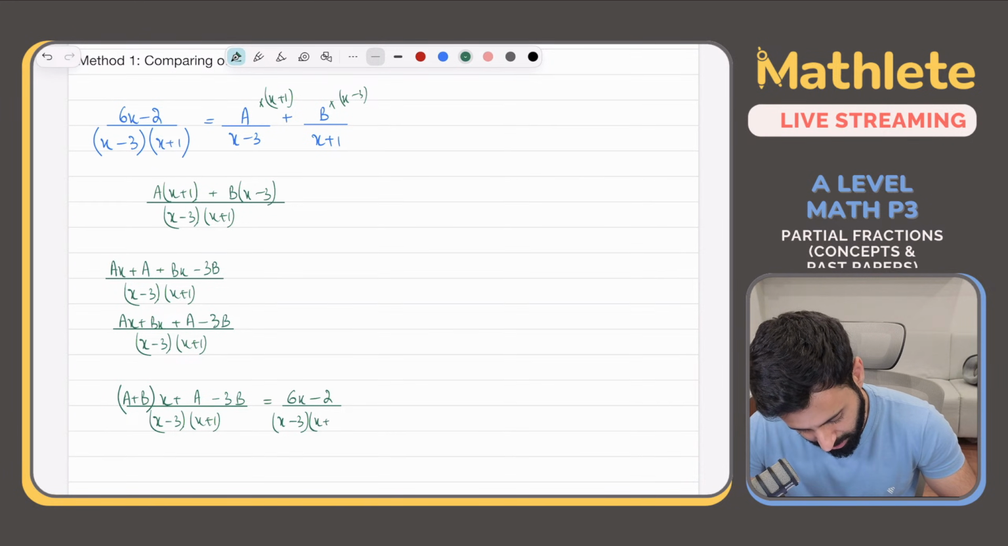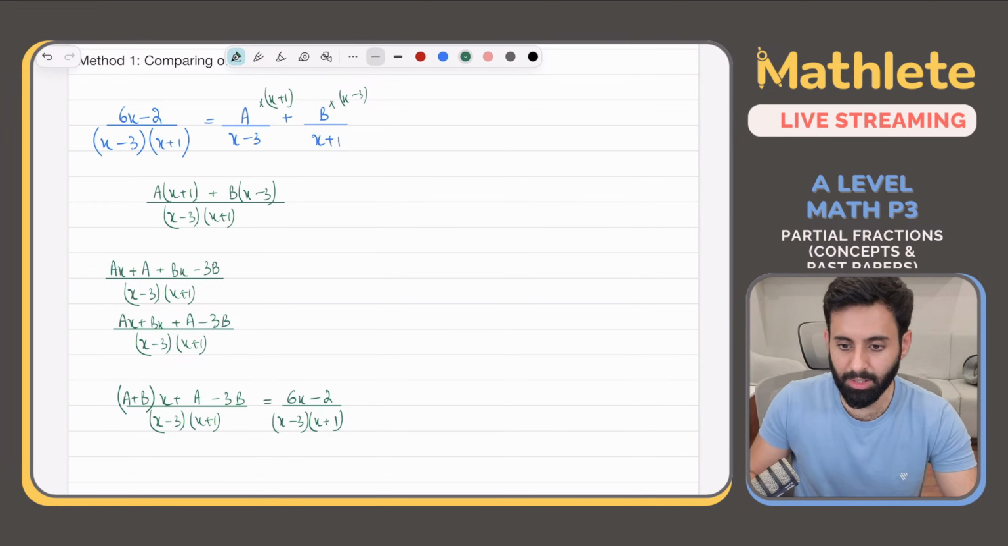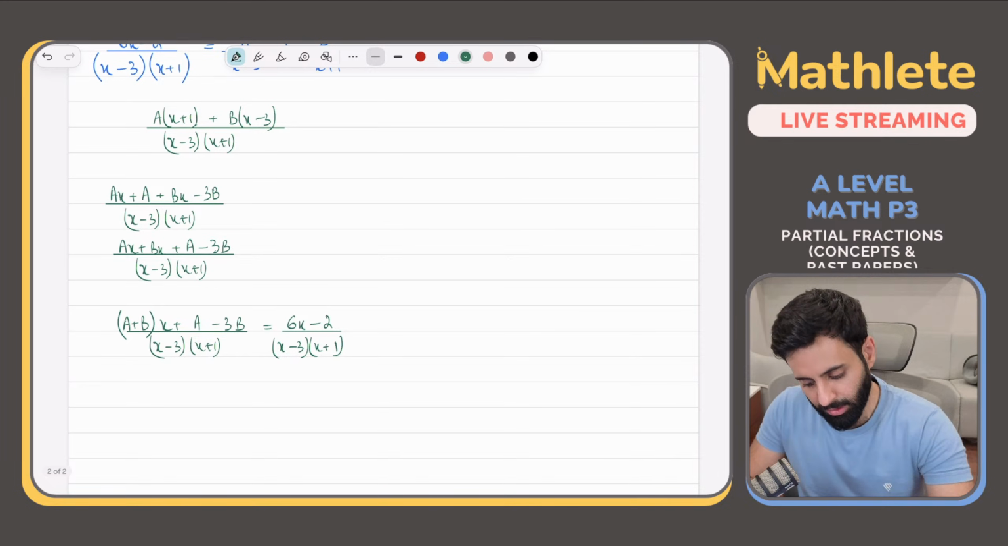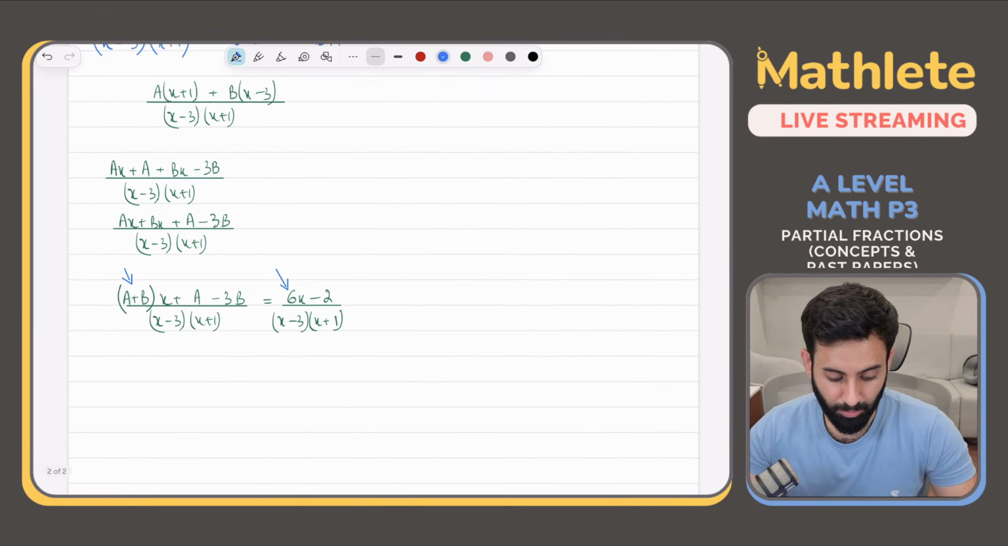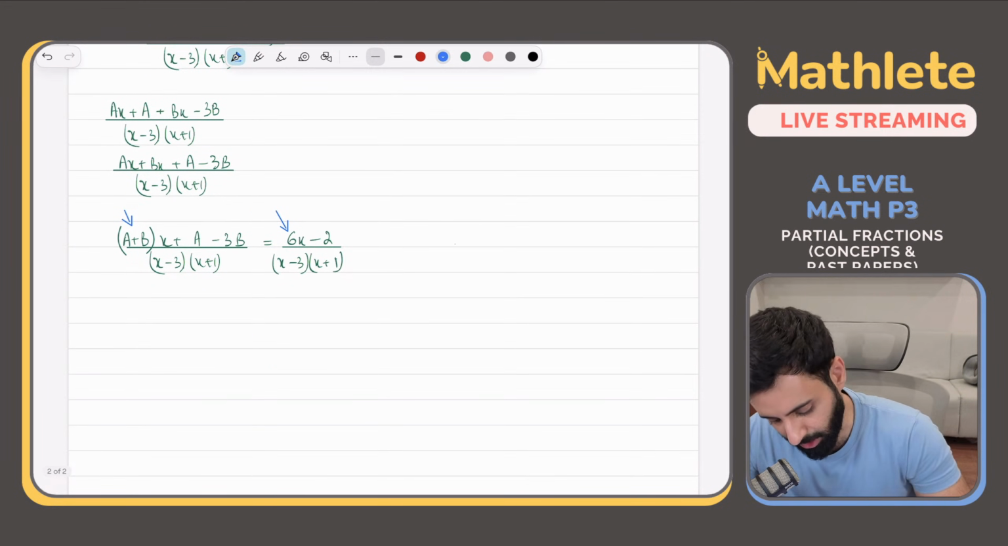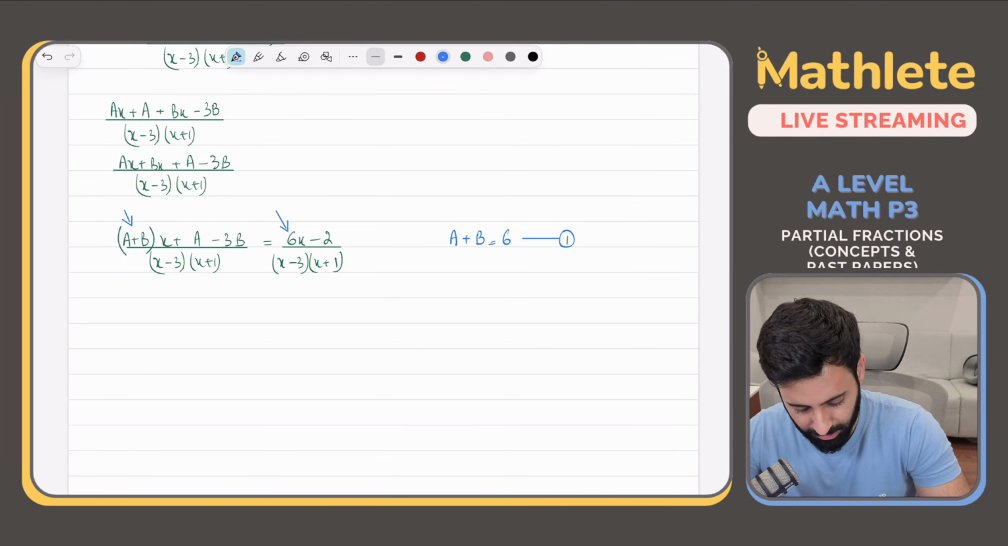Why do we call this comparing of coefficients? Because we are literally comparing the coefficients. So what is the coefficient of x on the left hand side? The coefficient of x on the left hand side is a plus b. What is the coefficient of x on the right hand side? That is 6. So that means a plus b is equal to 6. This is the same method that we would use in AS quadratics. So we have a first equation, which is a plus b equals 6. This is our first equation.